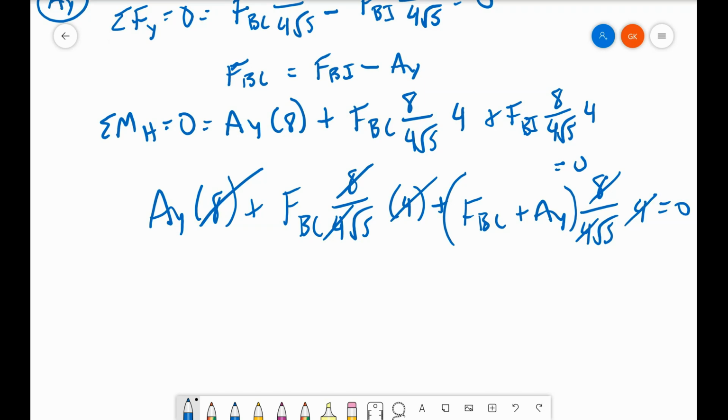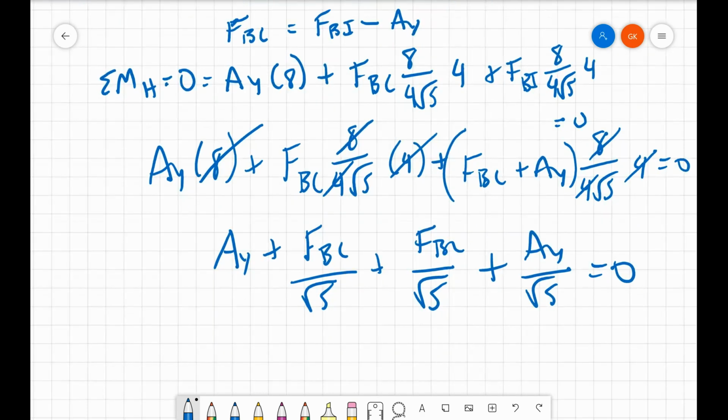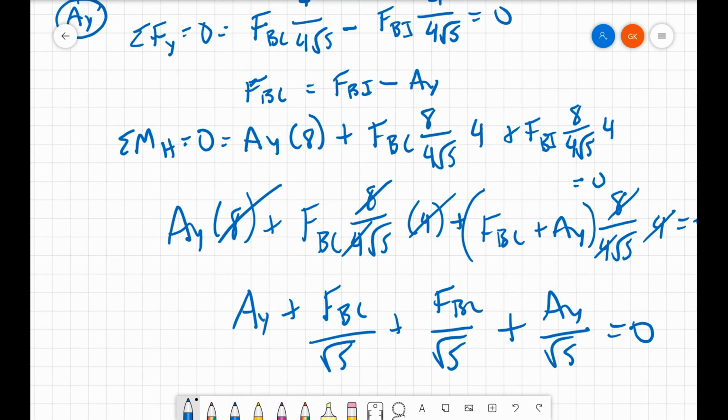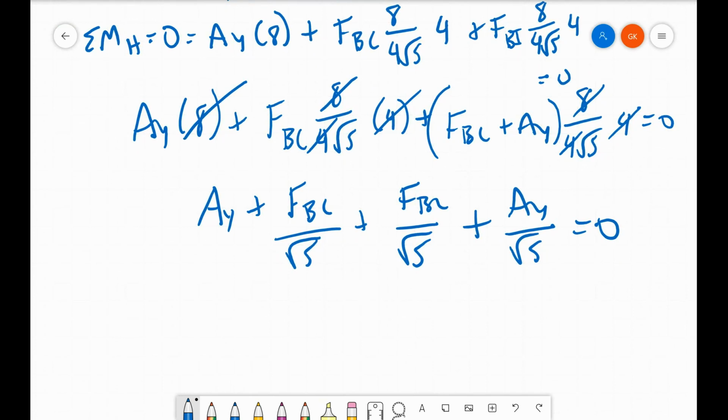And what I'm left with is, make sure I do everything right, AY plus FBC over square root of 5 plus FBC over square root of 5 plus AY over square root of 5 is equal to 0. Haven't made mistakes anywhere yet, have I? I don't think so. Soon to be found out.